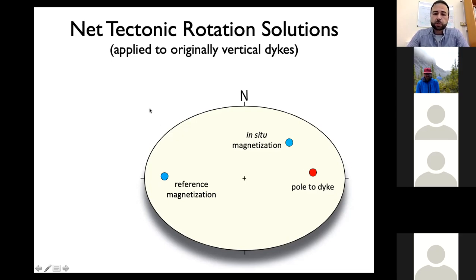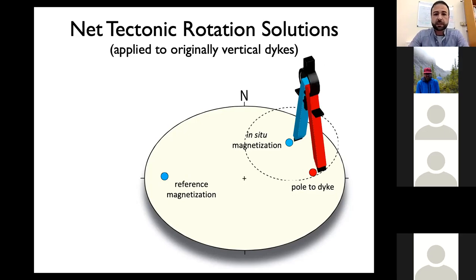So because we want to restore, the net tectonic rotation analysis restores the in situ magnetization to the initial magnetization, which is our reference, but also the structure back to the original position. We can obtain multiple solutions from this analysis. The first solution is the initial structure, the initial orientation of, in this case, the dike.